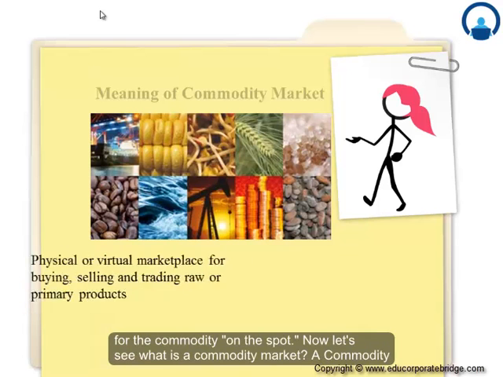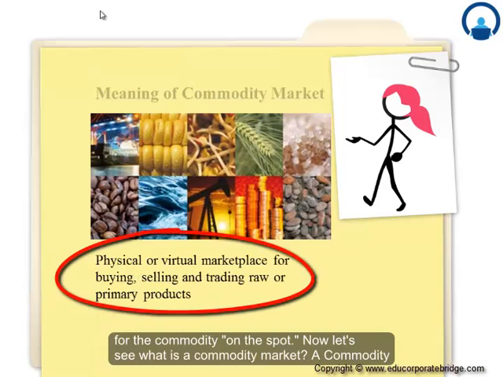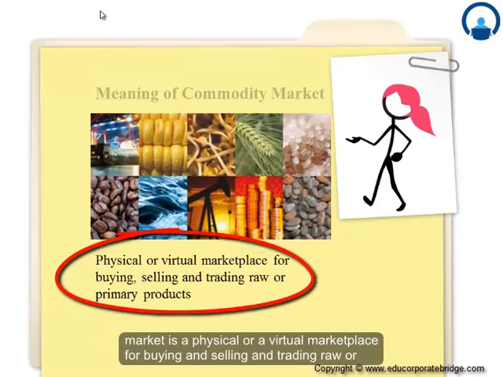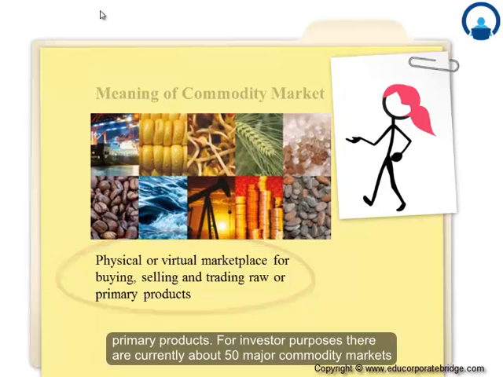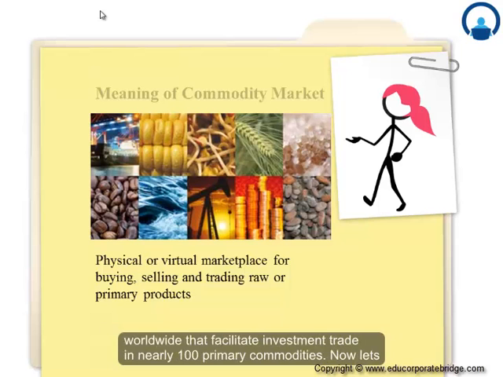Now let's see what is a commodity market. A commodity market is a physical or a virtual marketplace for buying and selling and trading raw or primary products. For investor purposes, there are currently about 50 major commodity markets worldwide that facilitate investment trade in nearly 100 primary commodities.